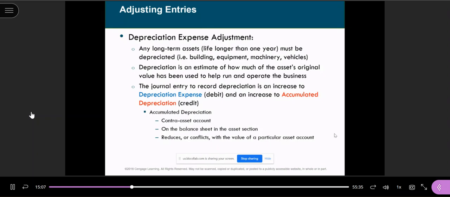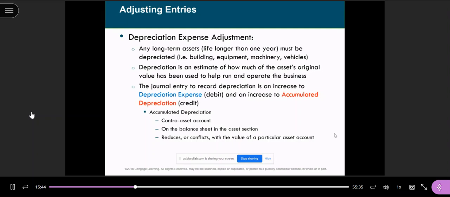So our journal entry, always to record depreciation, is a debit to depreciation expense, which of course is our income statement item, and a credit to something called accumulated depreciation. And this is in fact a balance sheet item. And when you get into chapter 4, you're going to see how that gets put onto our balance sheet. But accumulated depreciation is what we call a contra asset account. Contra meaning conflicting against an asset account. So it is on our balance sheet, it is in the asset section, and what it's going to do is reduce the value of a particular asset.